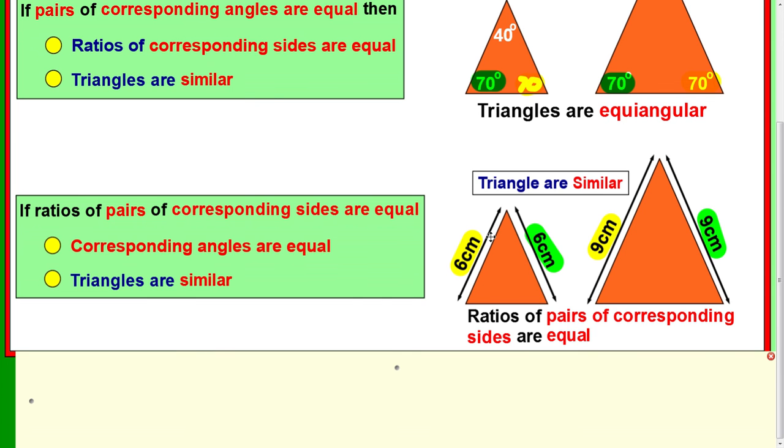So if you look here, the corresponding side to this 6 is the 9 over here, and if you do 9 divided by 6, you'll get 1.5. And you can see on the other side, this is the corresponding side to this one here. And again, if you do 9 divided by 6, you'll get 1.5. Now because two of the sides have the same enlargement scale factor, that means that the other one must have in a triangle. So these two triangles are said to be similar.